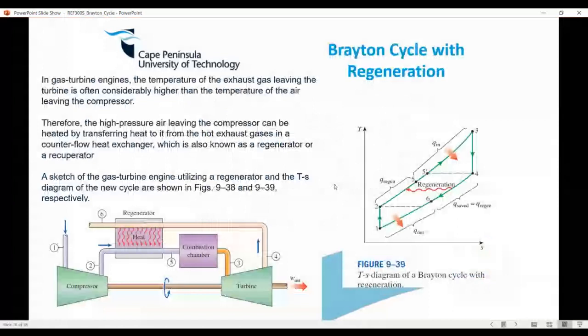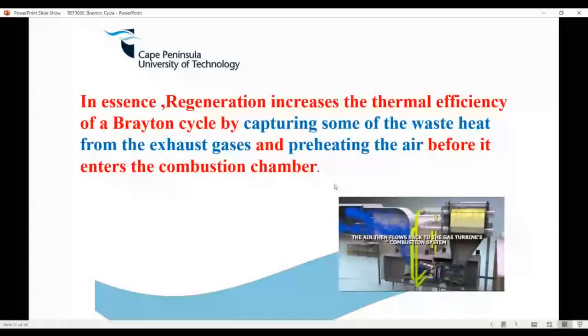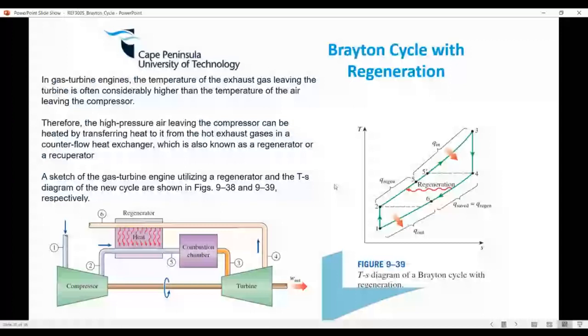So, looking at the thermodynamics, what does it look like? It says, in a gas turbine, the temperature of the exhaust gas leaving the turbine is higher than the temperature of the air leaving the compressor, right? We are aware of this. Therefore, high pressure air leaving the compressor can be heated by transferring heat from the hot exhaust gases in a counterflow heat exchanger, which is also known as a regenerator or a recuperator, right? So that's the idea. And then basically what is shown to you is what it looks like.